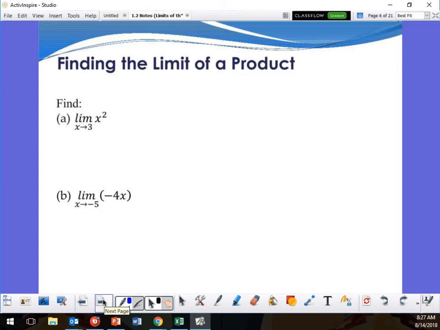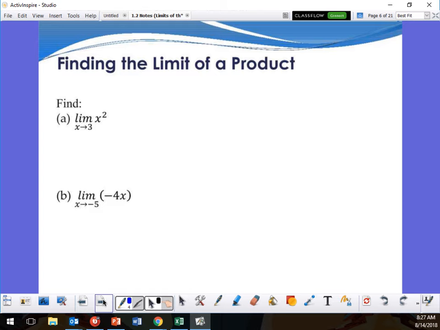Okay, so first problem right here. Let's see if you guys could actually figure this one out. If you were listening to what I said at first, what would I do with this one right here? Just what?